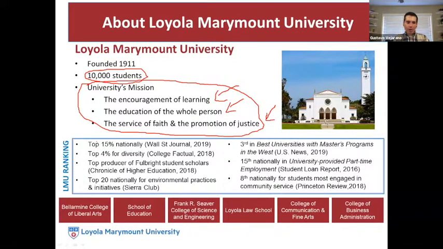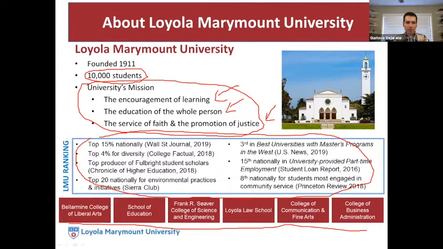So here are a few numbers on the rankings of our program. What you see down here are the different colleges of the university. There's a College of Liberal Arts, there's a School of Education. This is our college, Science and Engineering. There's the Law School, and then Communication and Fine Arts and Business Administration. So that's pretty much it.